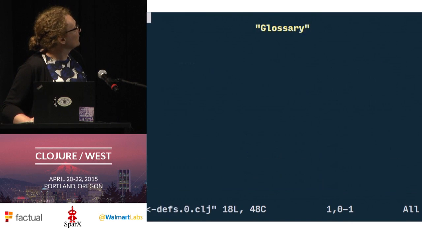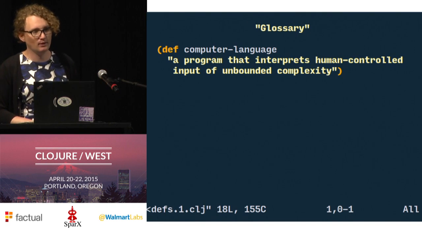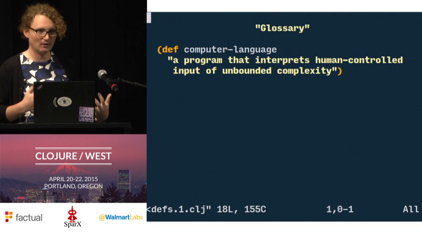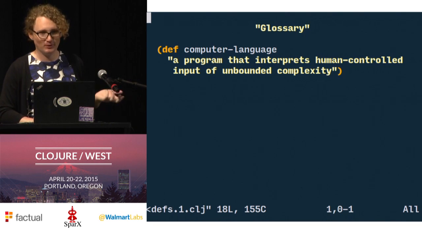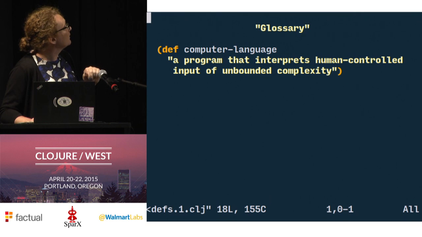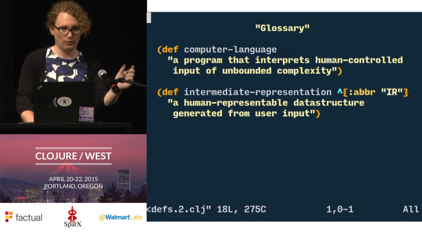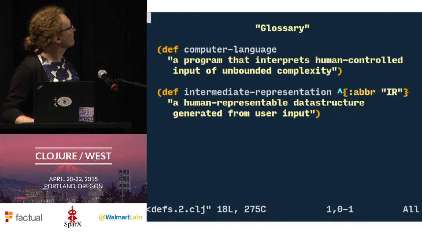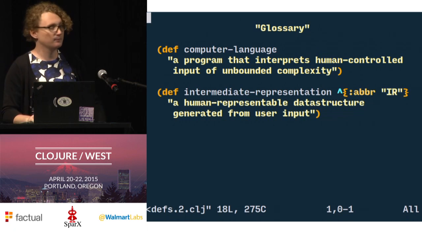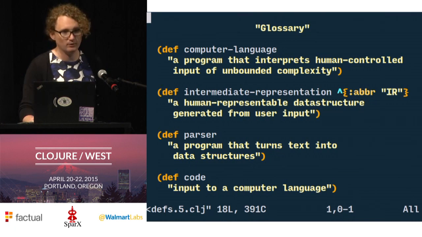So given that, here's a couple definitions. So this is a computer language. And I actually like calling them computer languages. Some people call them programming languages. It's not necessarily the case that your users will be programming with your language. So I generally call it a computer language to emphasize that it's being interpreted by a computer, right? So that's a computer language: human-controlled input of unbounded complexity. An intermediate representation, which is called an IR, is a bit of jargon, but all it is is just one of the steps in the middle of your pipeline. Usually, you can actually dump it and view it as a human, so you can get kind of an insight into what's happening. A parser turns text into data structures, and code is just any input to a computer language, right? This is all pretty simple.